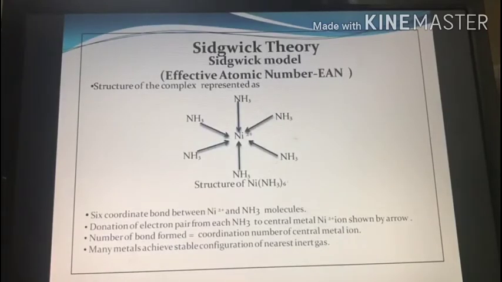According to the structure, it is clear that the number of bonds formed is equal to the coordination number of the metal ion. So in this process of complex formation, many metal ions achieve the stable configuration of the nearest inert gas.